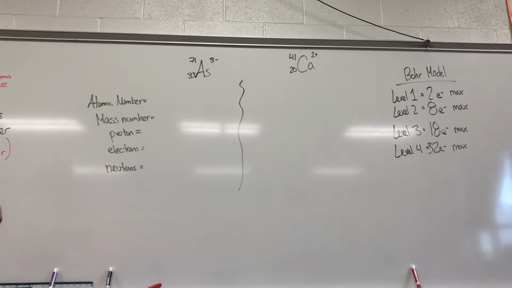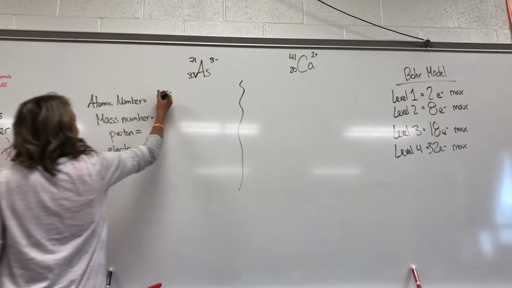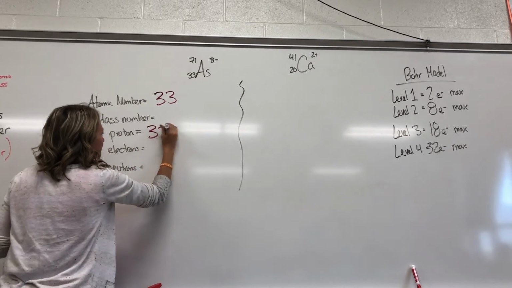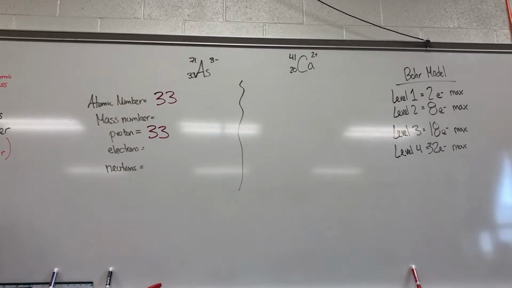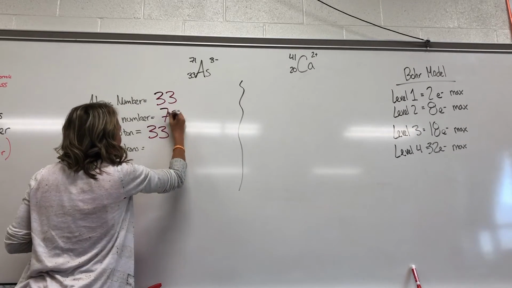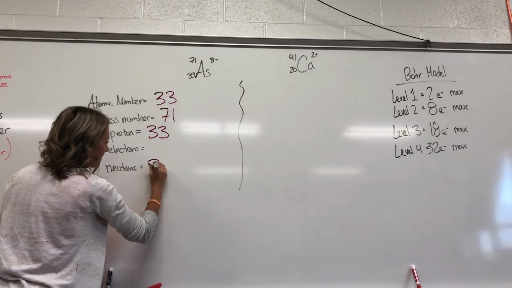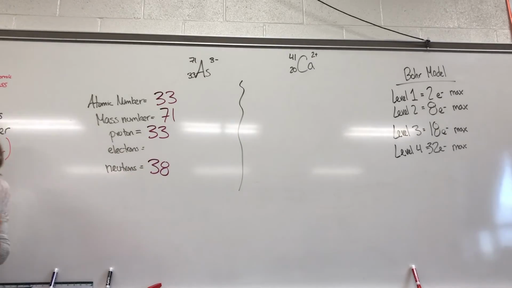Okay? All right, atomic number is 33, which tells me proton number. I always try to find protons first because it's normally the simplest. Mass number is given, 71. So then, since I have these 2 things, I go to my neutrons next, because 71 minus 33 gives me my neutrons. So 38.